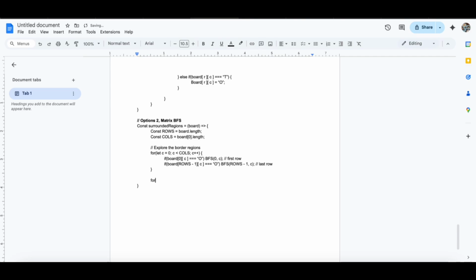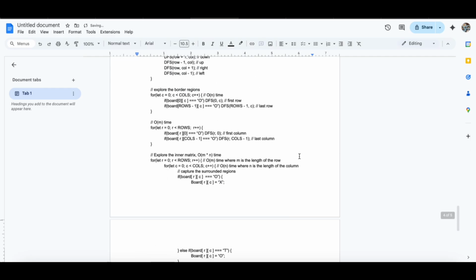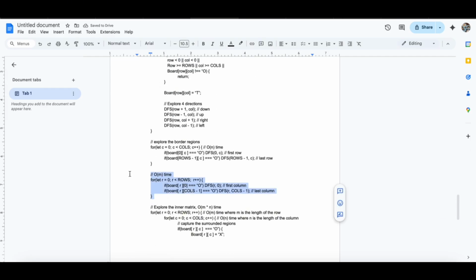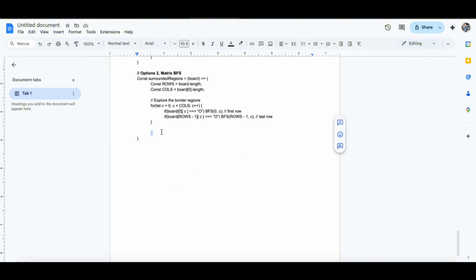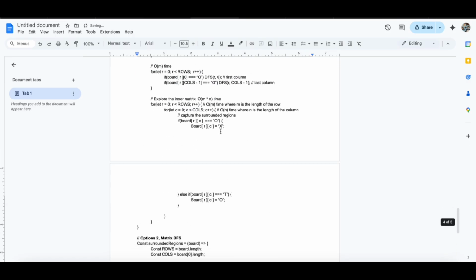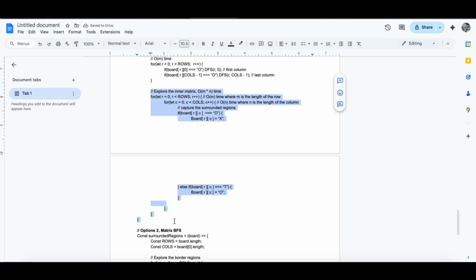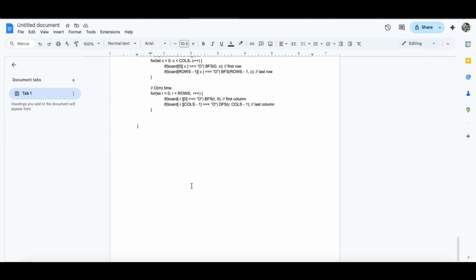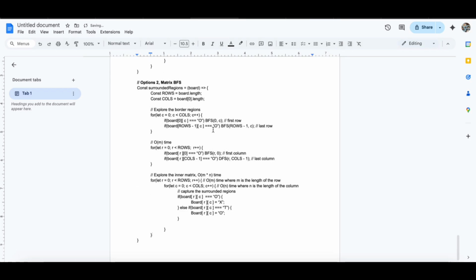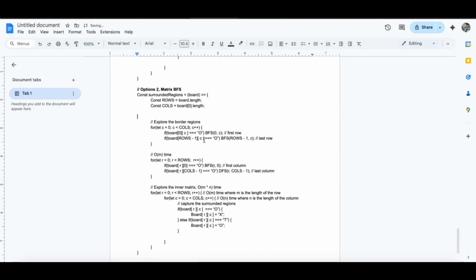Then we need to check the first and last column as well, right? So I'll just copy this. Okay, then for this I will also copy this because they are exactly the same. The only difference is on the BFS function. Let's see.